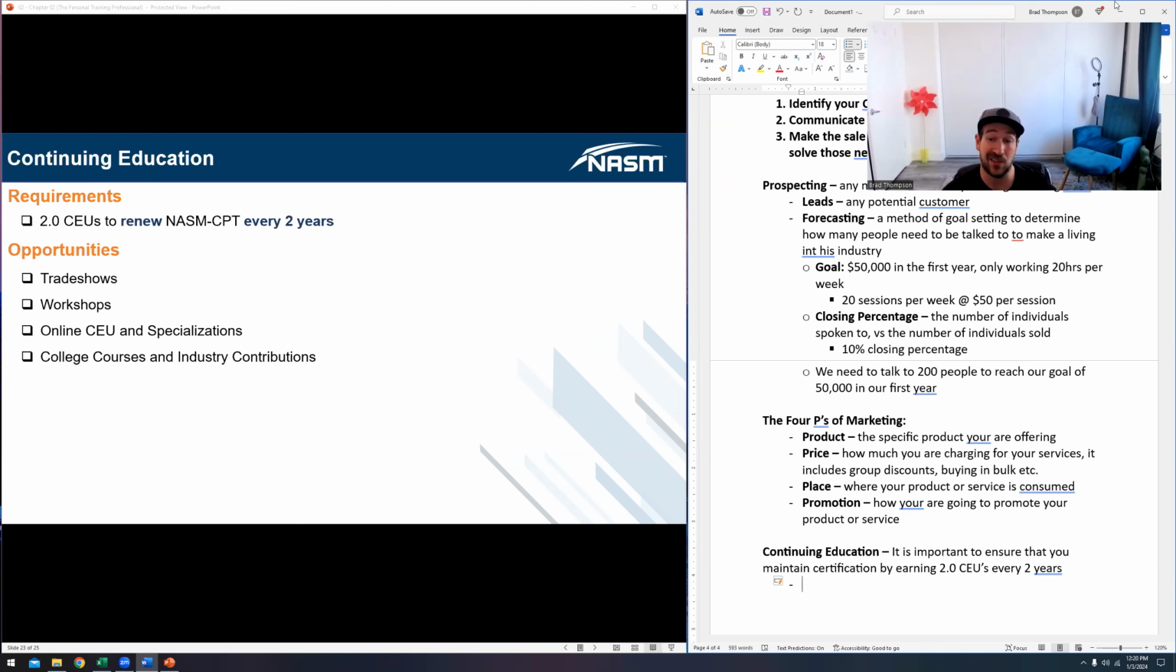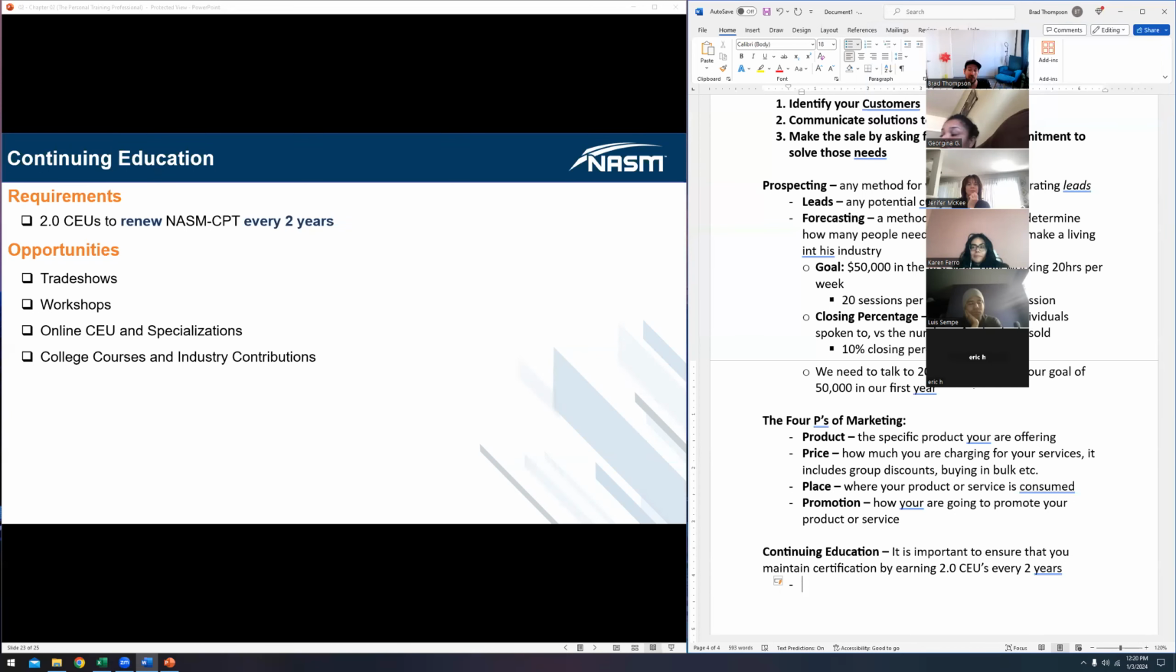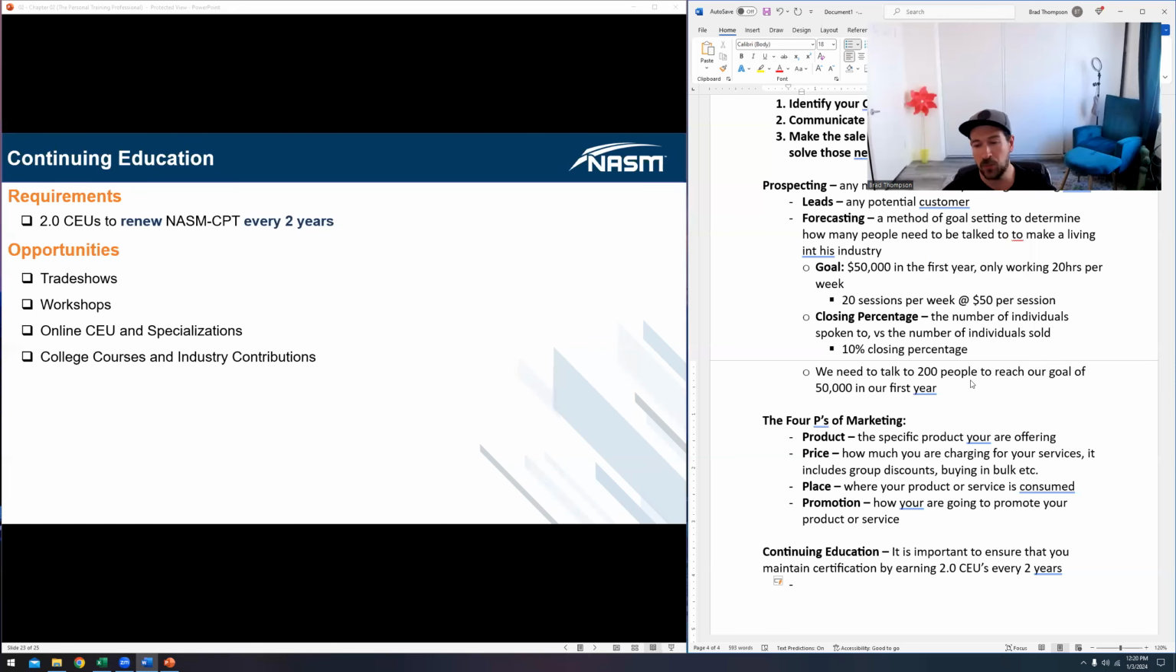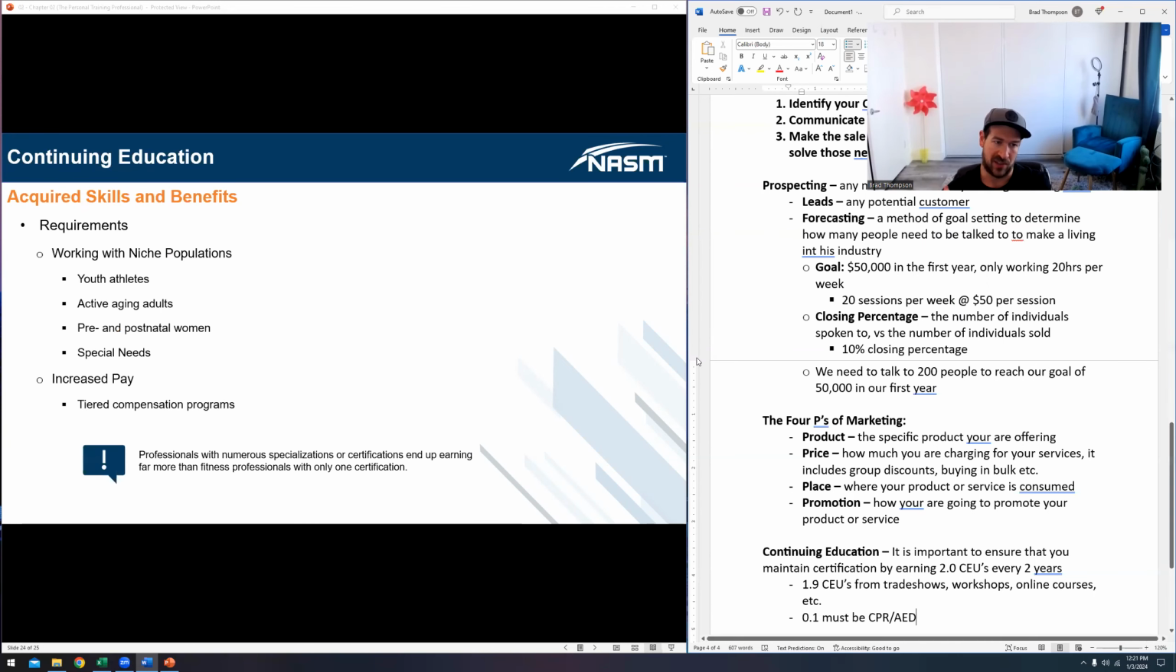Industry contributions, by the way, what's interesting is if you write a workshop and you teach that workshop, you get CEUs for it, which is kind of fun because you had to work and think and develop and you enhance the whole industry. And we are grateful. So you get CEUs out of it, which is kind of cool. So 2.0 every year. So 1.9 CEUs from trade shows, workshops, online courses, etc. And then 0.1 of it must be CPR every 2 years. And them's the rules, guys.